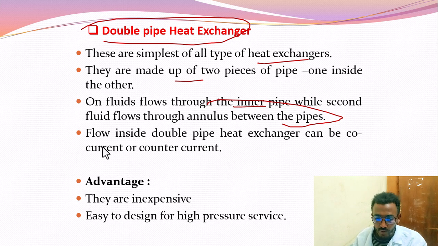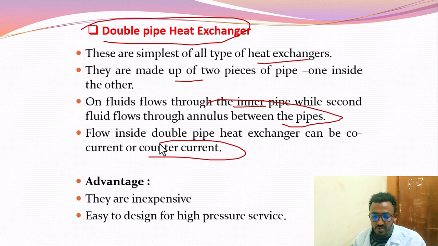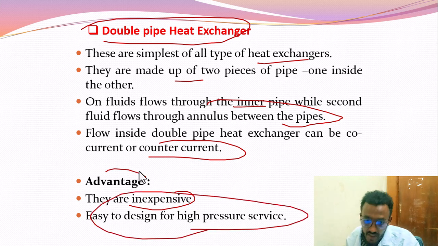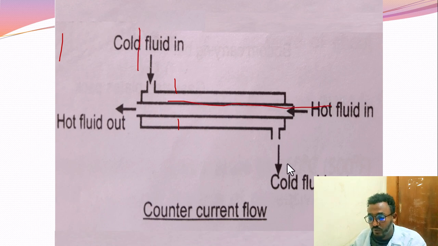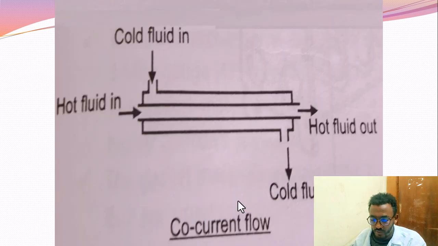So flow inside a double pipe exchanger can be co-current or counter current. We've seen this concept before. Its advantages are that it is inexpensive and easy to design for high pressure service. This is the double pipe heat exchanger. As you can see, here we have two pipes, this one and this one, with the hot fluid in and out, and the cold fluid in and out. So this really looks like the counter current flow.